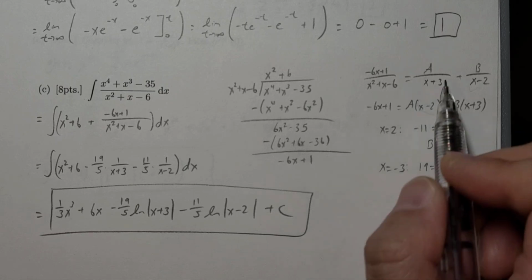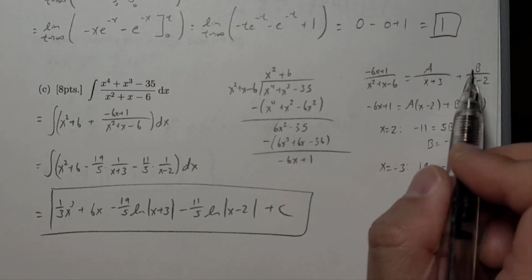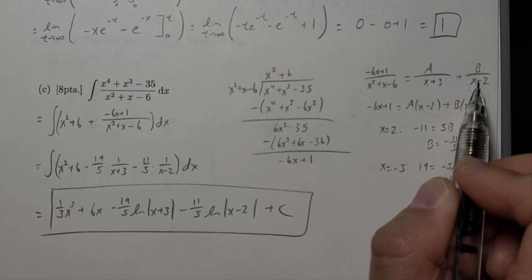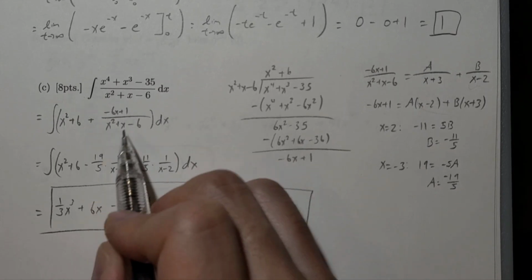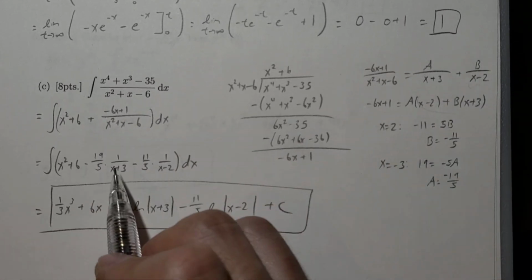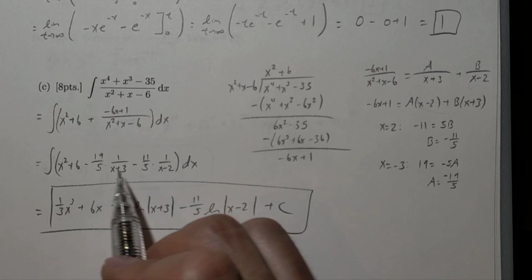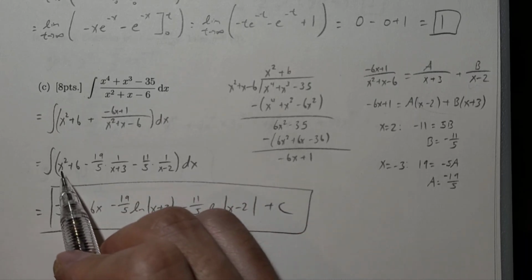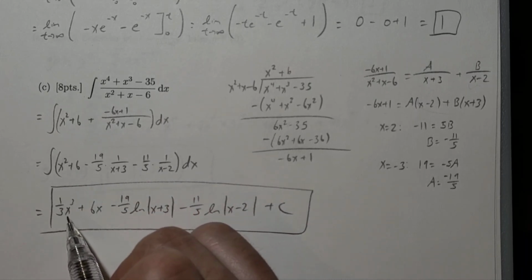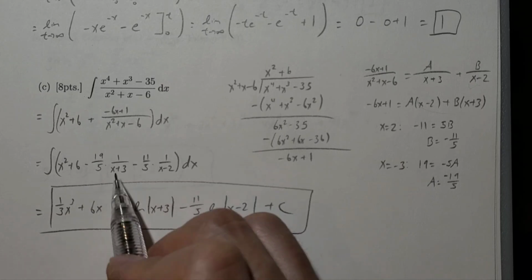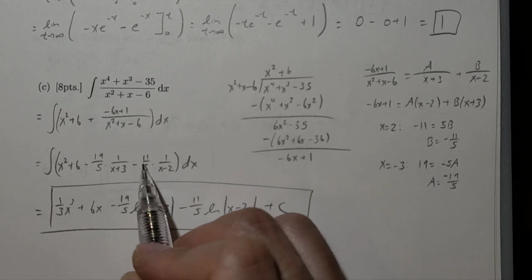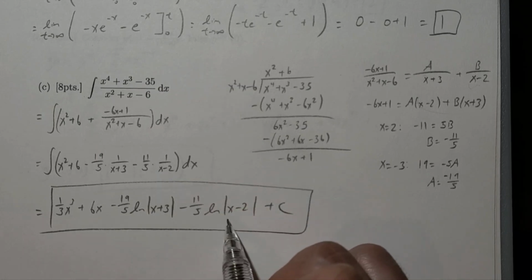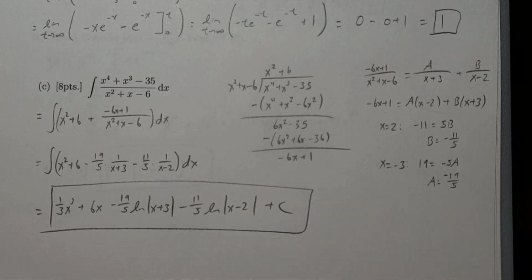Okay, so we replace A and B as the coefficients, and then I move that all over here as well. This is the partial fraction decomposition. Now these are easy because these are logs. So this one is x cubed over 3. This one is just 6x when we integrate. This is minus 19 over 5 ln of x plus 3. Don't forget your absolute values though. And this one is minus 11 over 5 ln of x minus 2 plus C, and that's your answer.